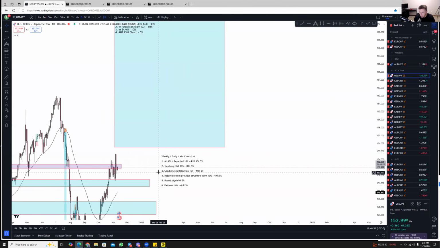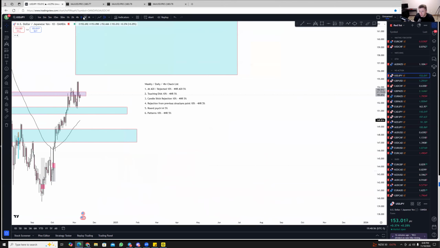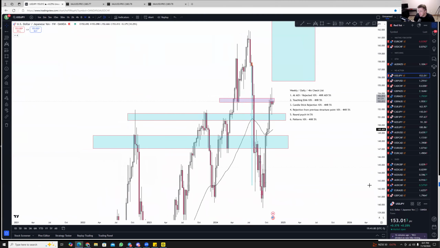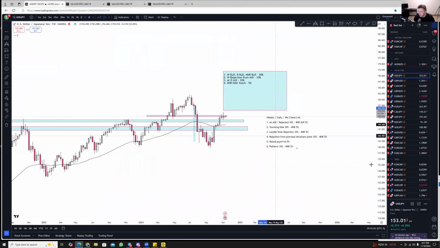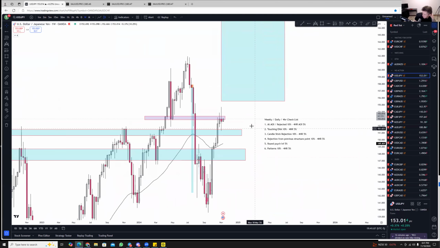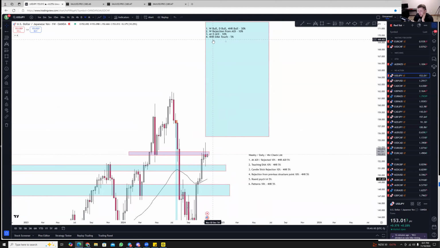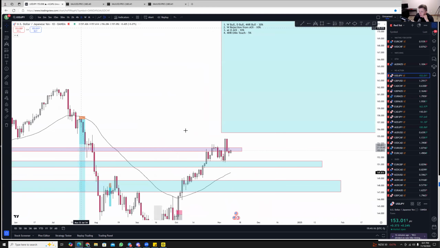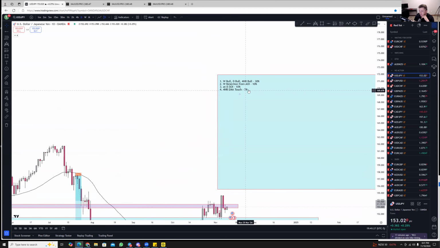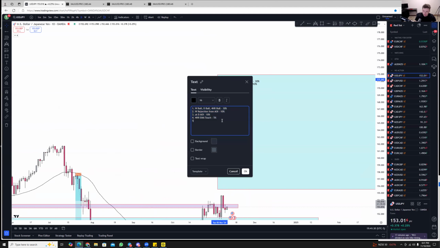Daily. Next one is candlestick rejection. Do we have a candlestick rejection? We can do the rejection from previous structure point and candlestick rejection all in one. We already have our weekly rejection from area of interest, and we already have a weekly candlestick rejection, so we're not going to add that. We'll be adding it twice. Daily candlestick rejection: we have a candlestick rejection from this zone here, so we do have a previous candlestick rejection on the daily. 5 daily candlestick rejection, which is equal to 10%.